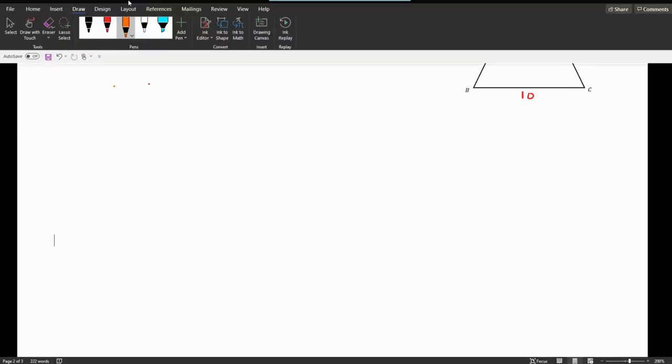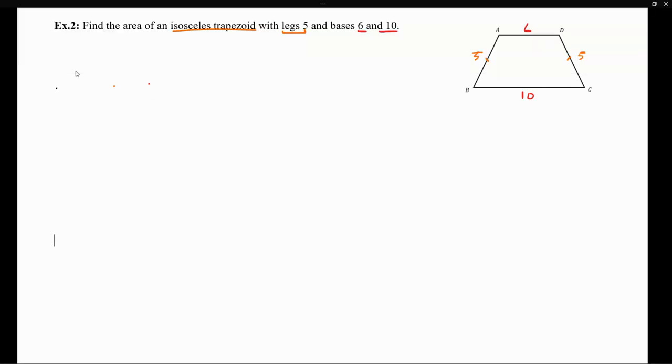So let's recall. We want to find the area of a trapezoid. So it is 1/2 times h times b1 plus b2.